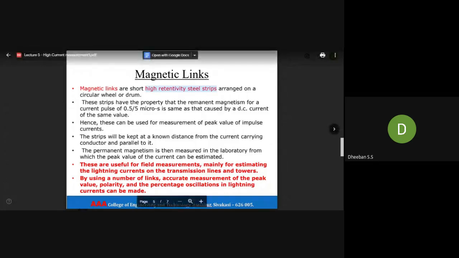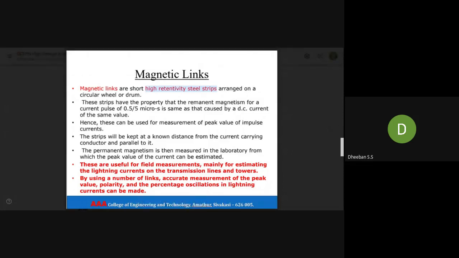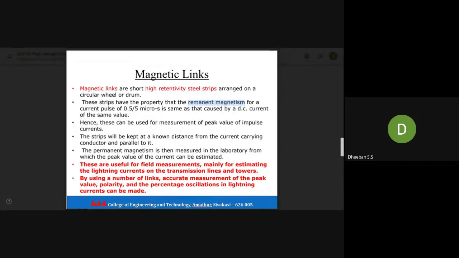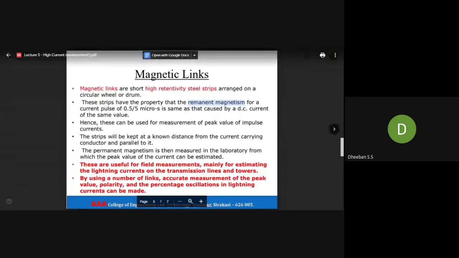How will they be arranged? They will be arranged in a circular fashion. These strips have the property of remnant magnetism. Remnant magnetism is nothing but the residual magnetism for a current pulse of 0.5 microsecond, the same as that caused by a DC current. So here they are equating your magnetic field with your DC current. They are giving an analogy between the electric field as well as your magnetic field. Hence, these can be used for the measurement of peak value of impulse current.